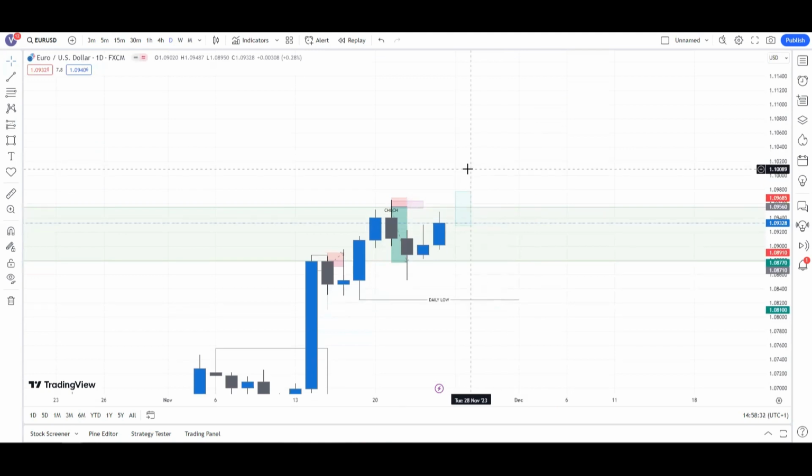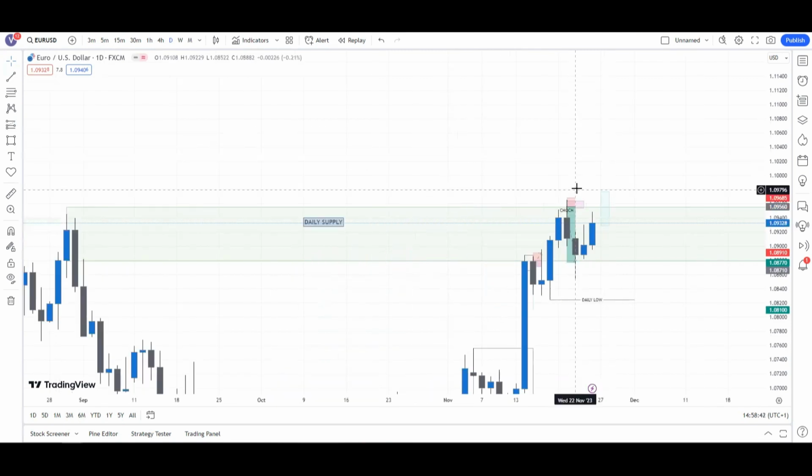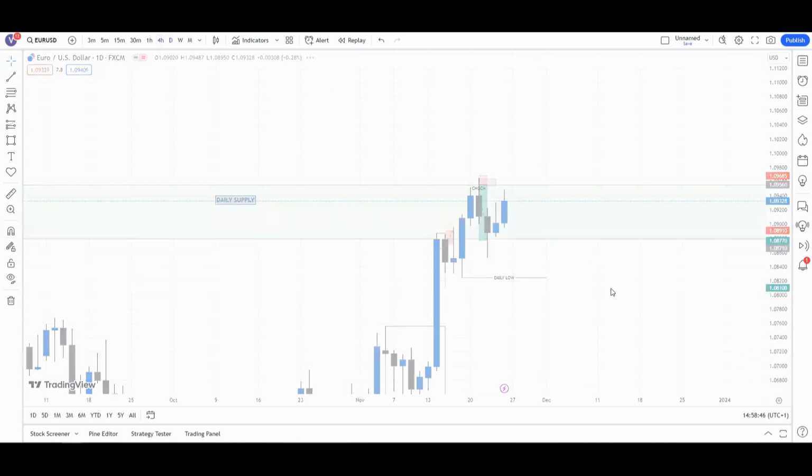So back to what I was saying. Now I'm expecting to see this candle push up and close above. Let's say yes, it closes above. Then we continue to the upside. But before then, let's go to the 4 hour time frame.